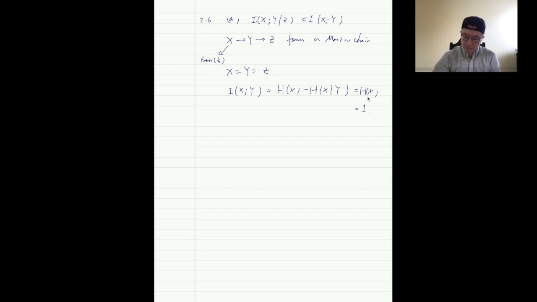1 bit, basically. Okay, and the other case is that we want to compute the mutual information between X and Y given Z. So in this case, again, we can compute using the definition of the mutual information, X given Z and Y, right? So basically, since they're all equal, right?